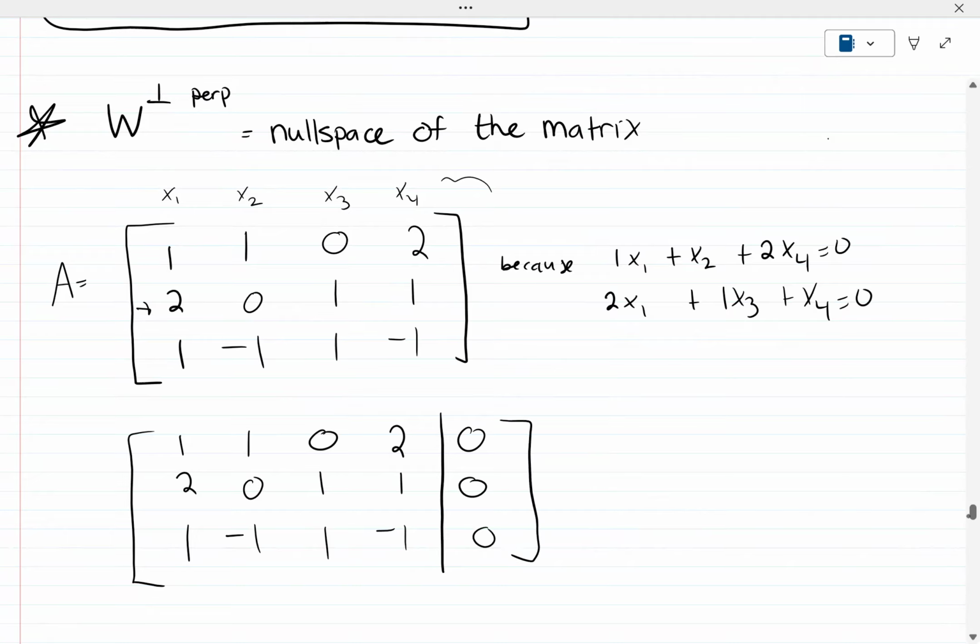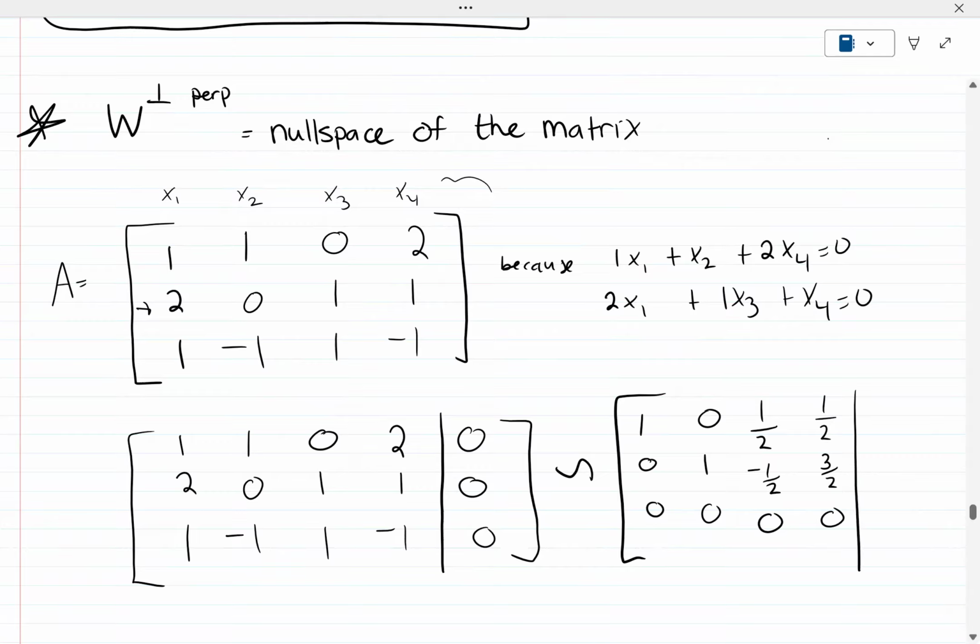Then I'm going to use a calculator to row reduce it, and when I do that, I get this matrix. 1, 0, 0, 0, 1, 0, 1 half, negative 1 half, 0, 1 half, 3 halves, 0, augmented 0, 0, 0.